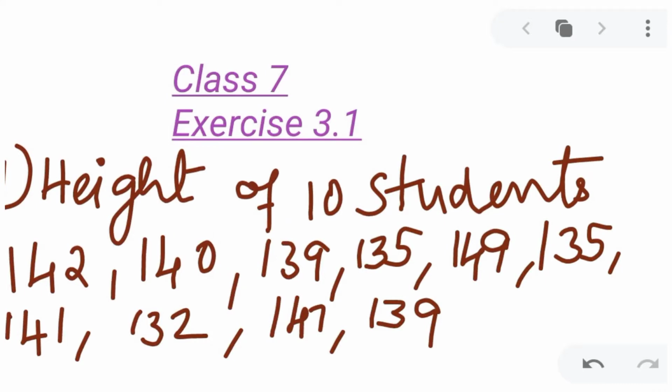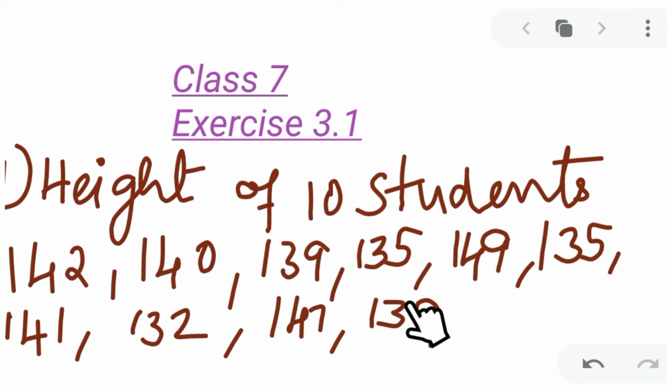In this exercise, we want to discuss the arithmetic mean and range of the observations. In the first question, we want to find the range of heights of any 10 students of your class. Here are only some examples. The heights, all in centimeters, are 142, 140, 139, 135, 149, 135, 141, 132, 147 and 139 centimeters. Here, which is the smallest observation?